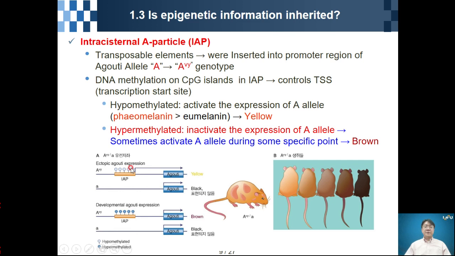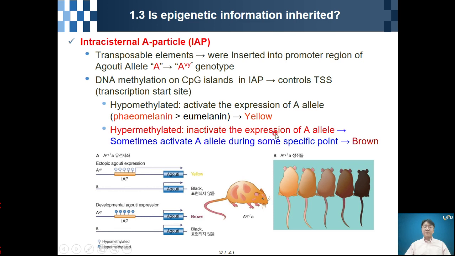But sometimes this region is hypermethylated. In these cases, when they are hypermethylated, two things can happen. Sometimes it can inactivate the expression of the A allele, so the transcription start site is inactivated and there is no expression of large A allele. But sometimes it can activate the large A allele at some specific point.